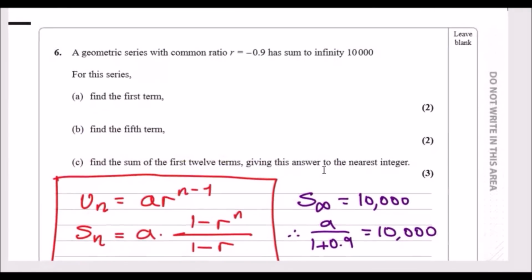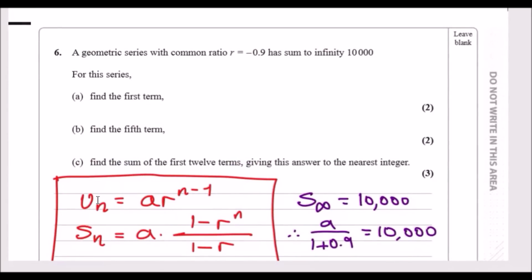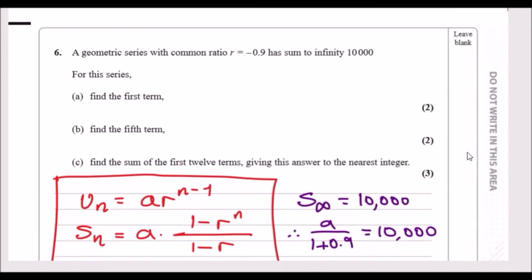So that's easy. For the series, find the first term. Oh yeah, the first term is 19,000. Now find the fifth term. The fifth term uses the un formula, so you're literally just finding u5. So u5 equals a times r to the power 5 minus 1, and I put it over here. Replacing a and r with what you know, a is 19,000, r is minus 0.9, and all of this to the power of 5 minus 1, which is 4, you should get this value here, 12,465.9. Easy. Like I said, the easy question.